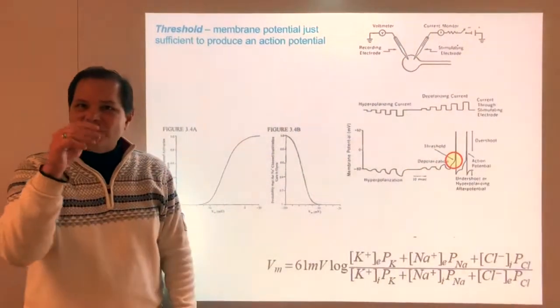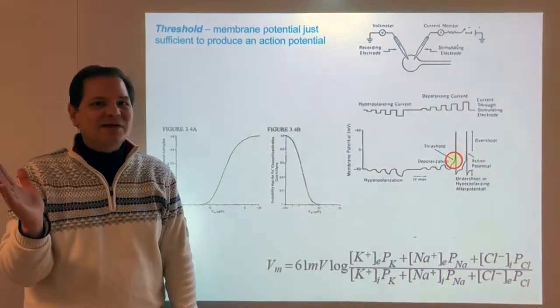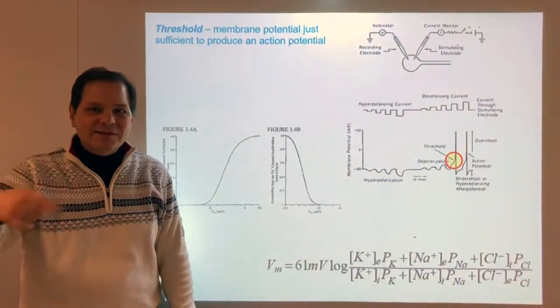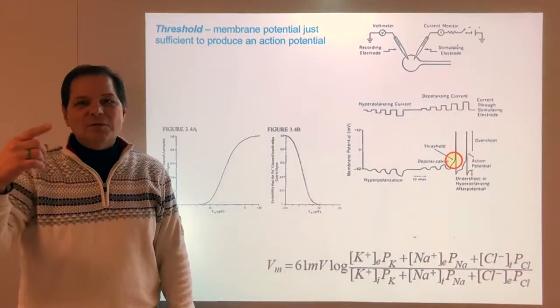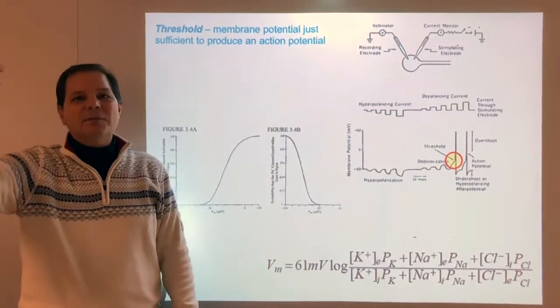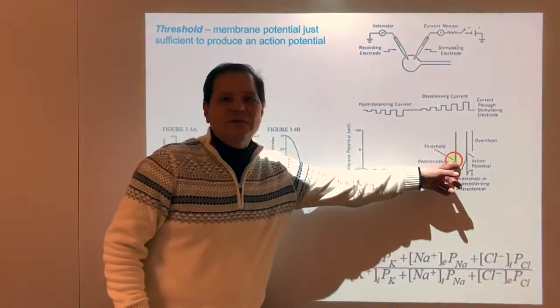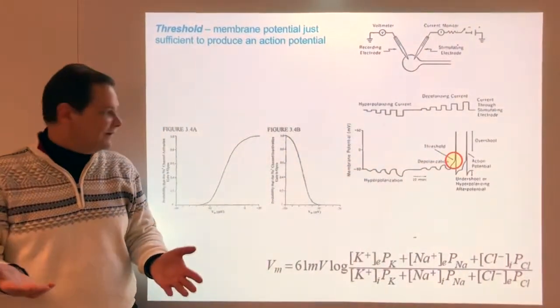You eventually get to the point where you flipped open enough activation gates all at once to where you get enough sodium coming in to where you start to get that regenerative reaction where the voltage goes up, more sodium channels flip open, the voltage goes up, etc. Okay? But that happens at a certain voltage, and that voltage varies with conditions, right?